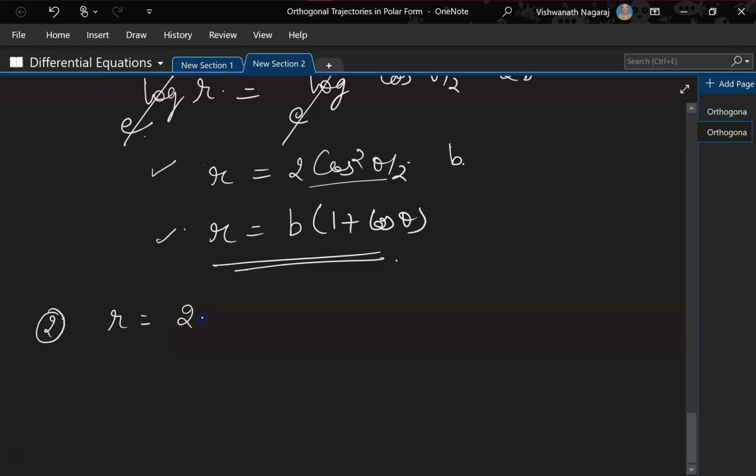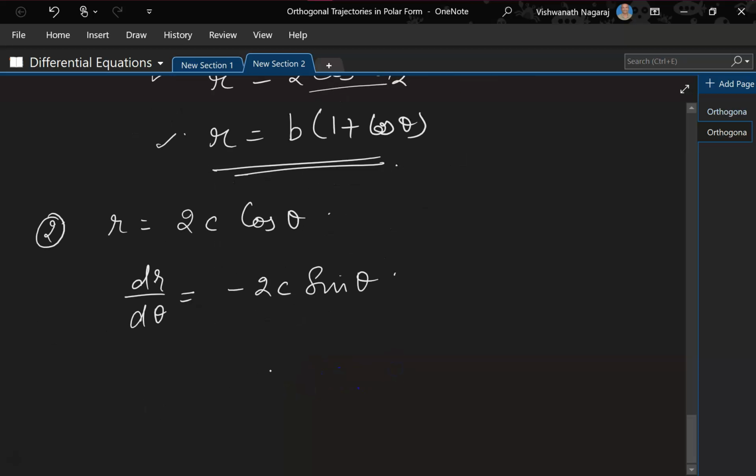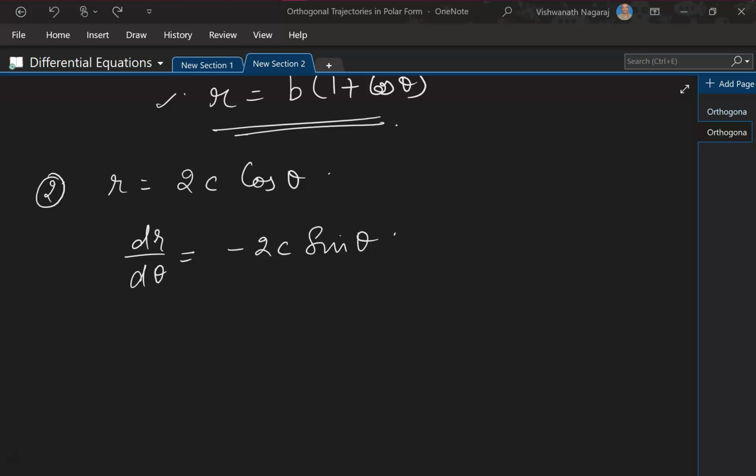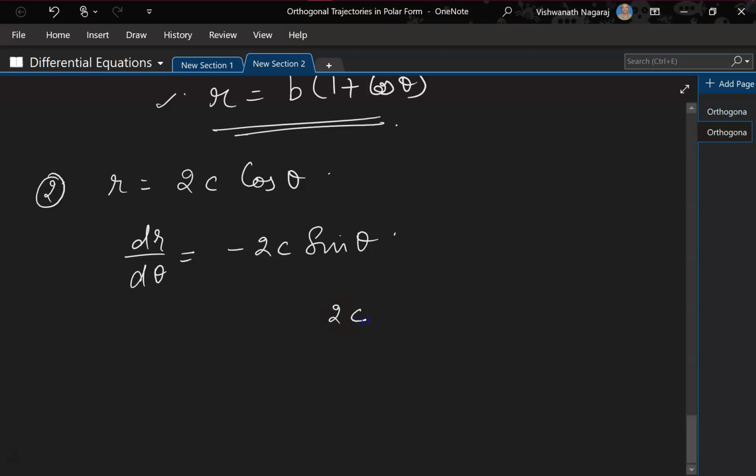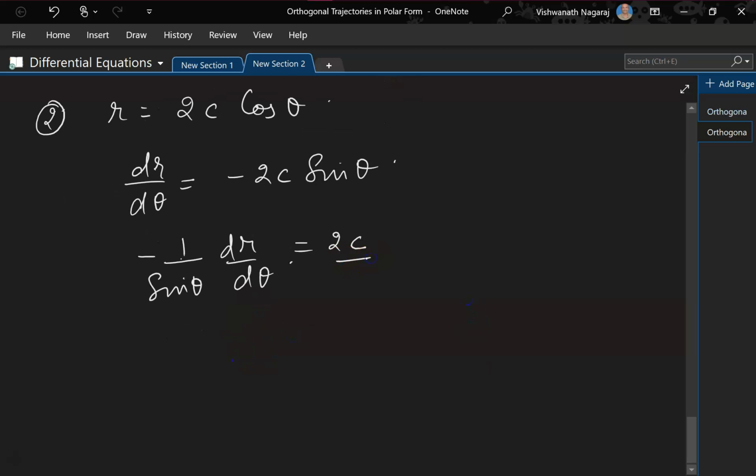r is equal to 2c cos theta. So differentiate: dr by d theta is equal to minus 2c sin theta. Let's rearrange it. Now let's solve for 2c so that we can do the substitution. So 2c is equal to, let's bring in the minus first, then sine goes to the denominator, and dr by d theta.